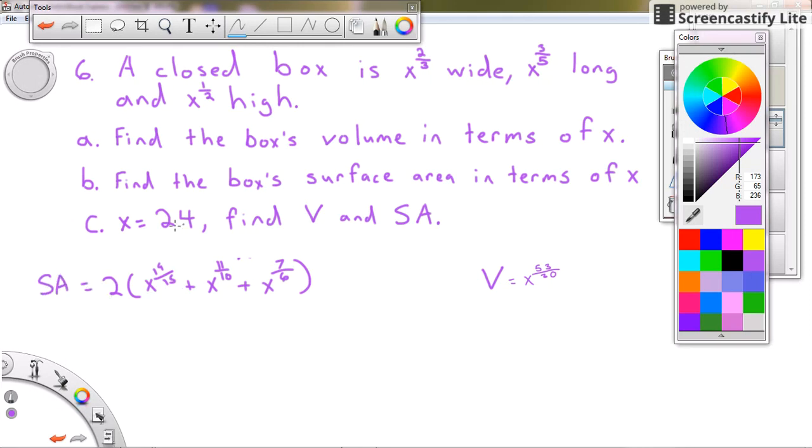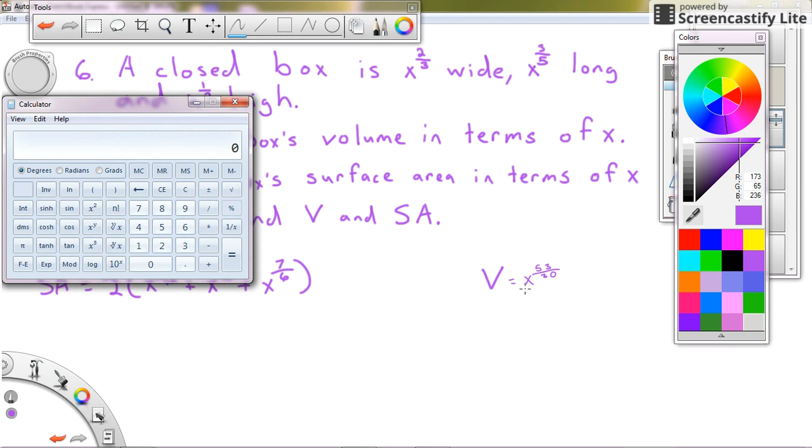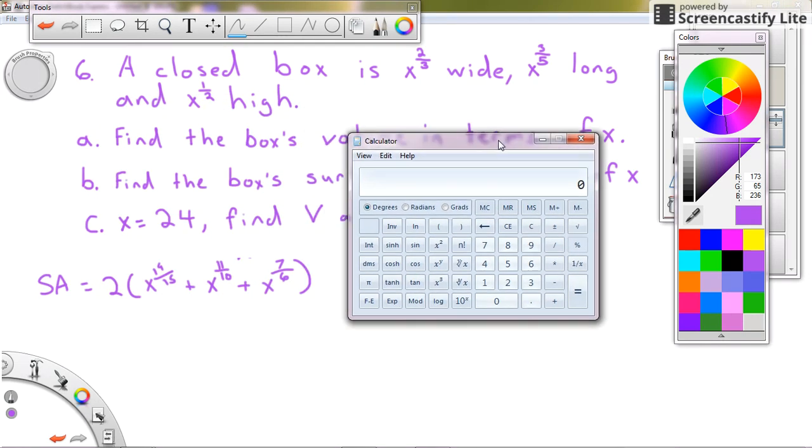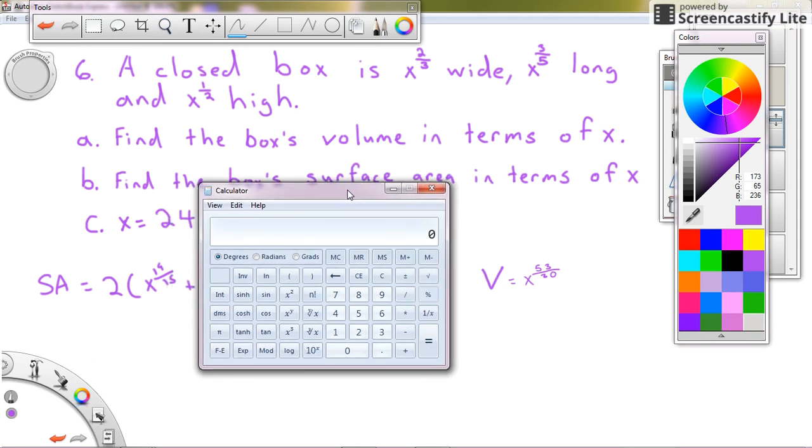Okay, so once they give us a value for x, all we're going to do is plug in 24 in here for x, find each one of these exponents, add them all together, and multiply by 2. Here, all we have to do is take 24, take the 30th power, raise it to the 53rd. Okay, now I hope you can see this. I'm just going to bring up my calculator. This is not stuff that I would expect you to do in your head, obviously.